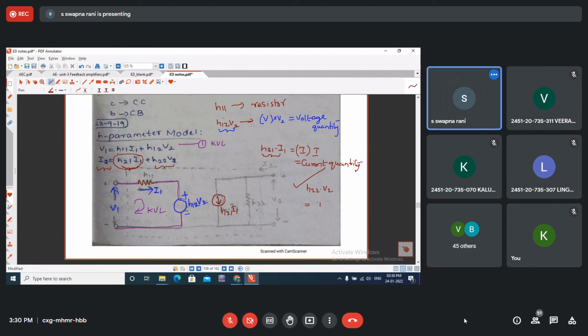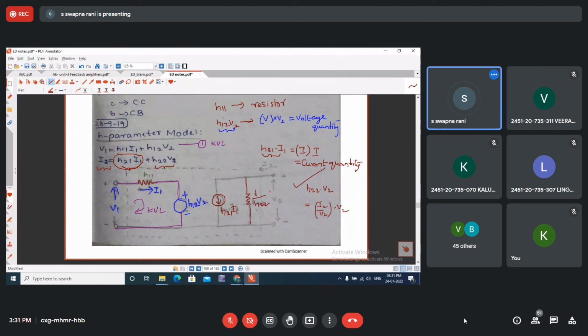H22 is I2 by V2, right? So this is also a current. So this H22 into V2 represents that H22 or 1 by H22. You can write anything. Some of the textbooks will write H22 and some will write 1 by H22.